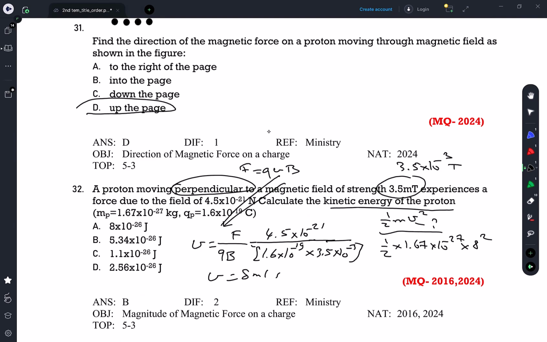All right, we finish. 1.67 times 10 to the power of negative 27 times 64 divided by 2. So it's 5.34 times 10 to the power of negative 26 joule. So this is the correct answer.